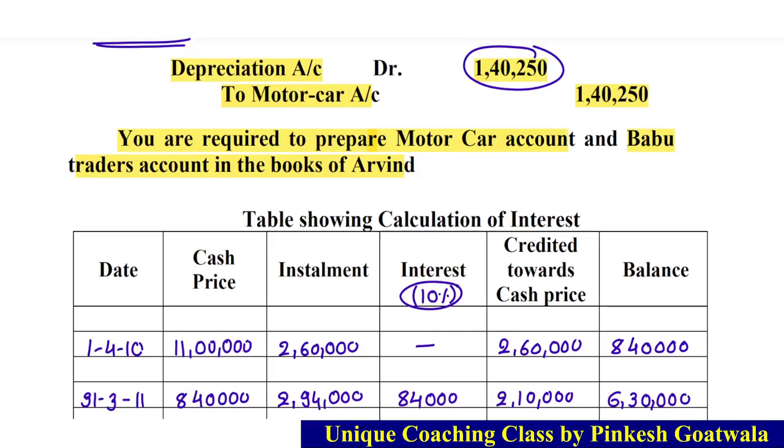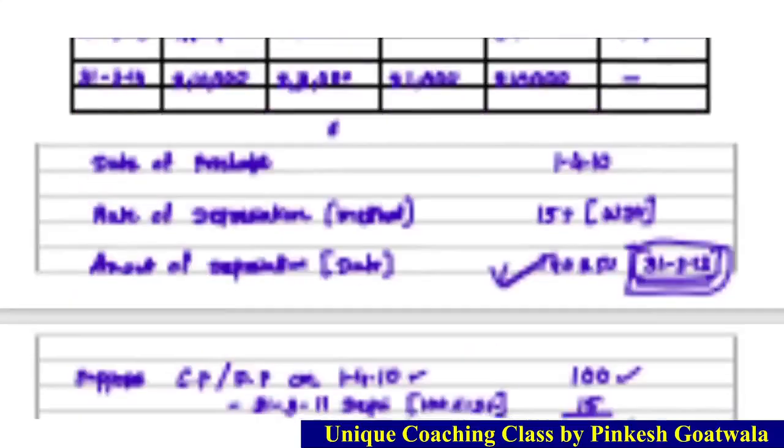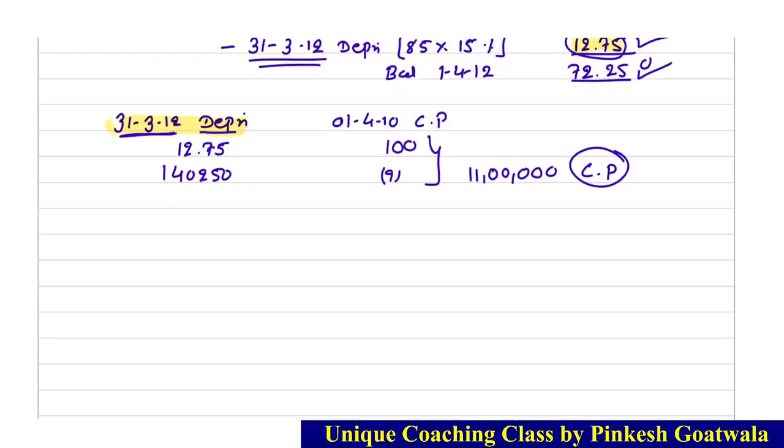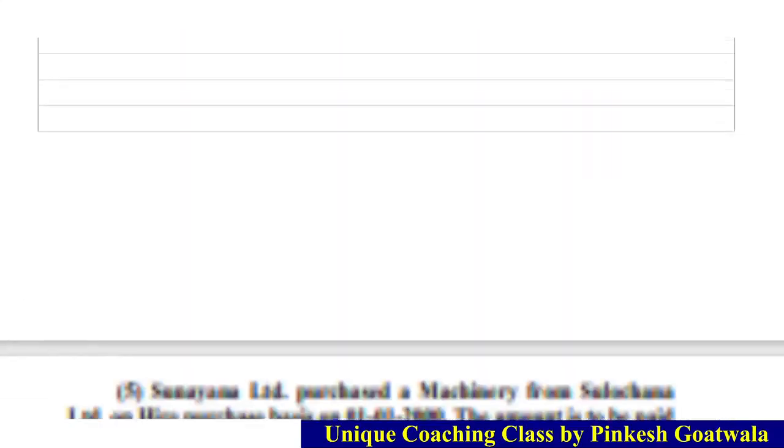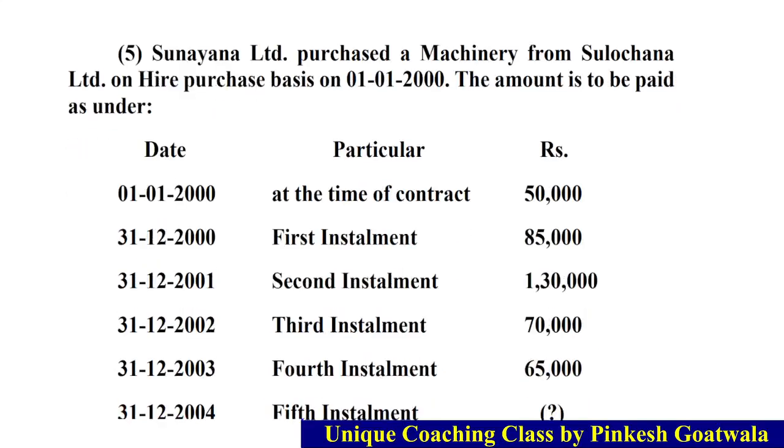Here Arvind is a buyer. Okay, Arvind is the buyer. So in the books of buyer they ask motor car account, asset account, and the Babu traders means seller account. Okay, so you can easily prepare that. Now let's see one more sum. Okay, we will see one more sum. Okay, this one.